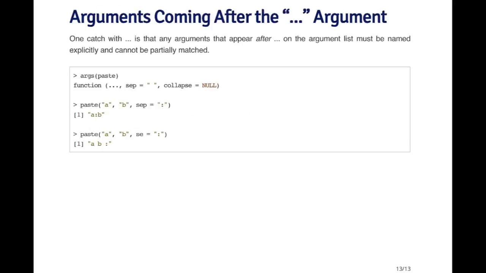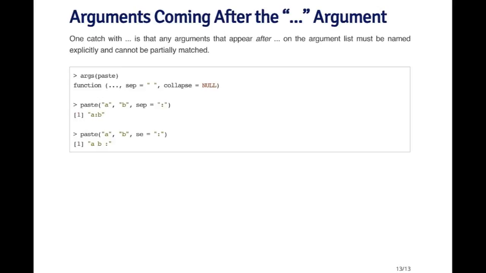The one catch with the dot dot dot argument is that any arguments that appear after the three dots in the argument list must be named explicitly, and furthermore cannot be partially matched. So you can't use positional matching or partial matching for arguments that come after the three dots. This makes sense because otherwise there's no way for R to know whether you're passing something to the dot dot dot or whether you're passing something to a different argument.